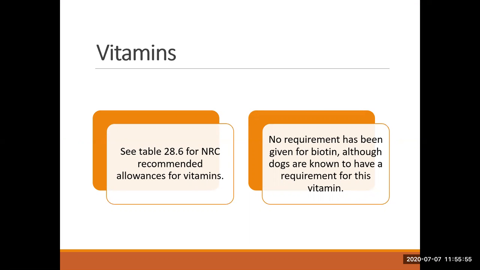Moving to the vitamins, the recommended allowances for vitamins in dry matter of dog foods with 4 kilocalories metabolizable energy per gram of dry matter are shown in Table 28.6 in your book. No requirement has actually been given for biotin, although dogs are known to have a metabolic requirement for this vitamin. You can see that in Table 28.6, there is no requirement listed for biotin, although there is a requirement for this vitamin.